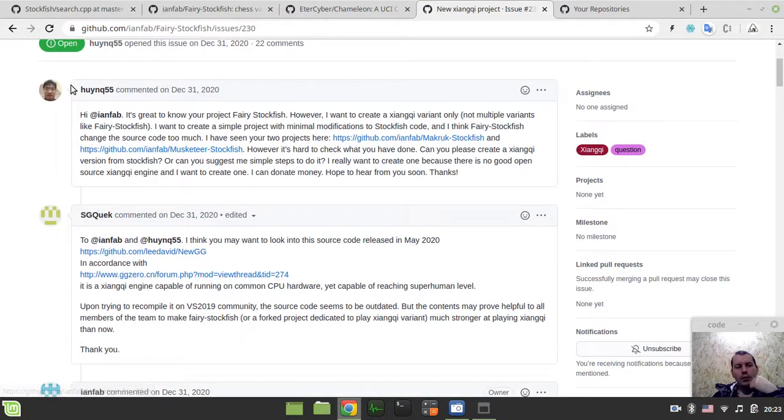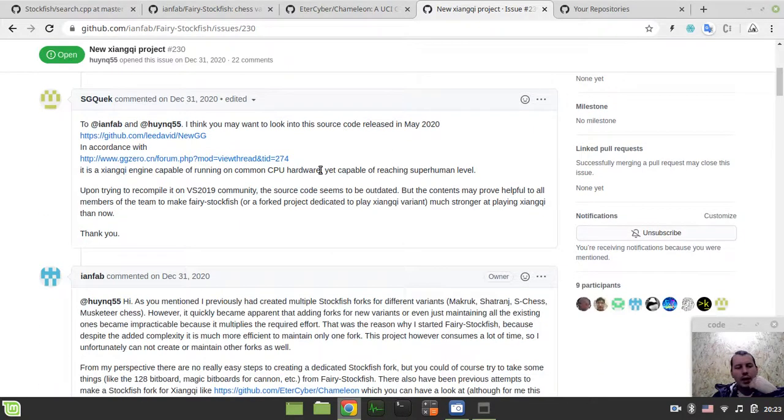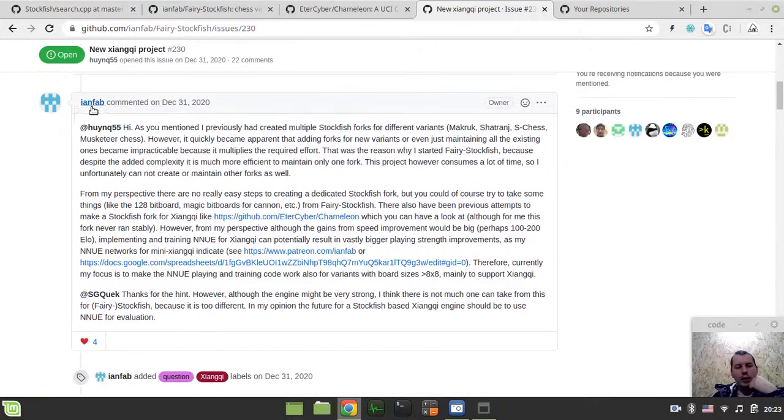He had a request from someone who wants to have a CNC version of Stockfish. Can you please create a CNC version from Stockfish? Or can you suggest steps to do it? That was the request. And I really enjoyed the answer by Fabian. He says, hi, as you mentioned, I previously created multiple Stockfish forks for different variants. This is the gist here, guys, so pay attention, please.